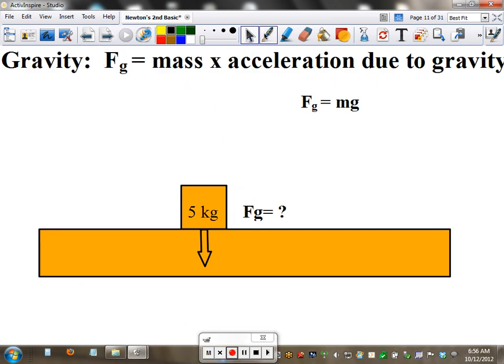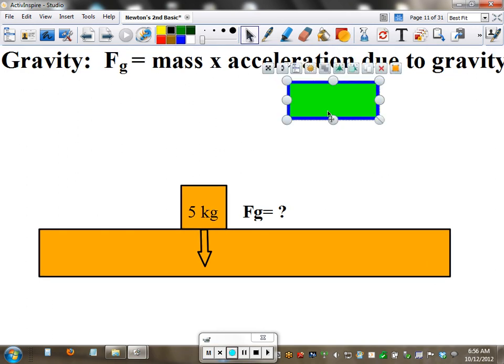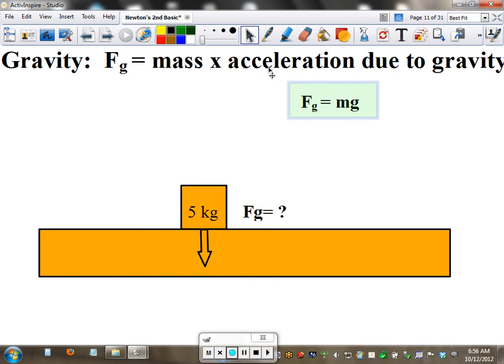Alright, here's a formula for gravity. Formulas are in green. I will give you this one on the test. Force of gravity equals mass times the acceleration due to gravity. What you need to remember is 9.8. g equals 9.8. So the formula for this is Fg equals m times g, which is this. Or you may see it as weight. This is what we call weight. We'll go over that later.